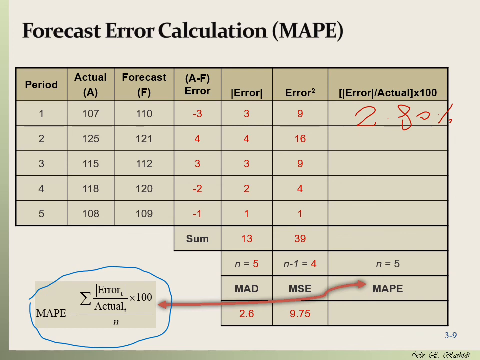Let's now find this for the second period. For the second period, the absolute error is 4. The actual value is 125. So we have to find 4 divided by 125, the percentage of this, which is 3.20%. We're going to do this for period 3, period 4, and period 5. I already have computed this. Let's see it.